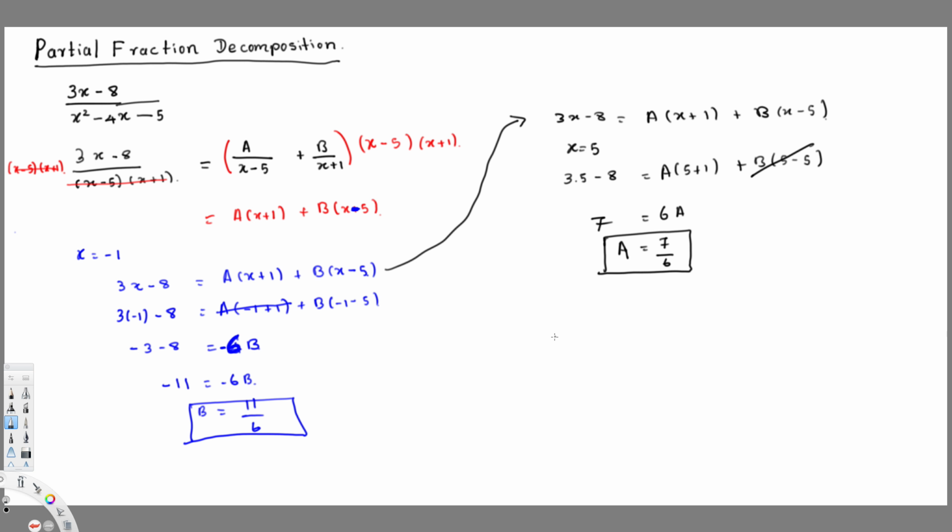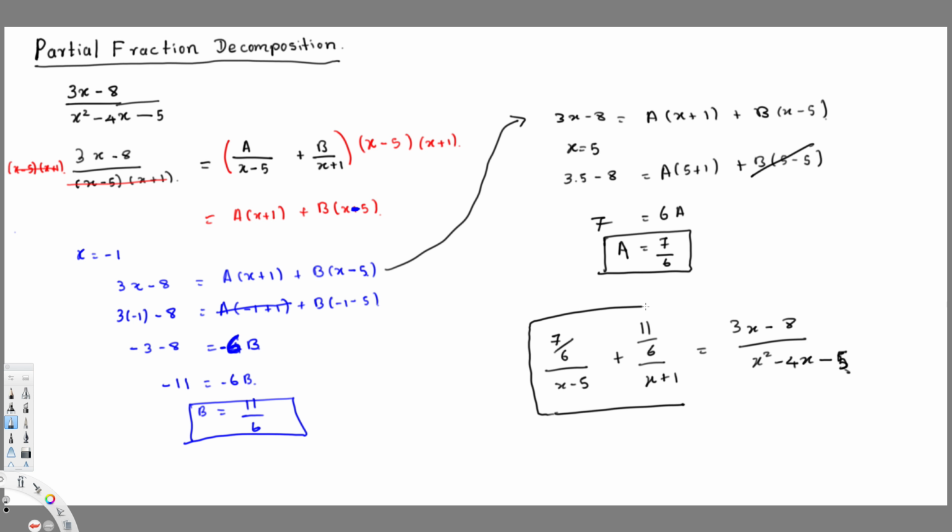So that's going to be 7 over 6 over x minus 5, plus 11 over 6 over x plus 1, is equal to this original function right here, that is 3x minus 8 over x squared minus 4x minus 5. So this is our partial fraction, and we derived this from this equation right here, this whole thing. So this is our goal. We found the partial fraction.